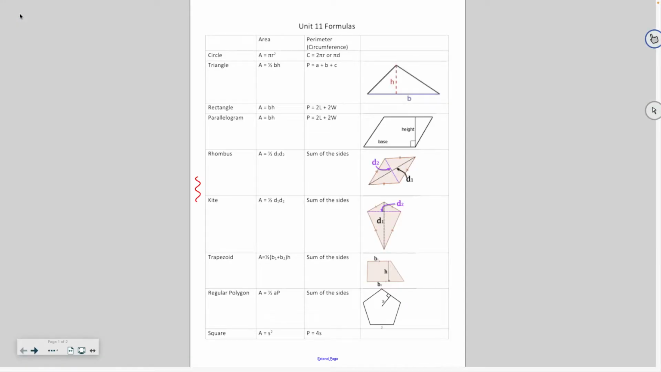You're not using your side lengths as the base and the heights. This is what you miss most often on this one. For a parallelogram, it has to be the base and then a height has to be drawn that's perpendicular. So you're not using this right here. That's not perpendicular to the base. Okay?